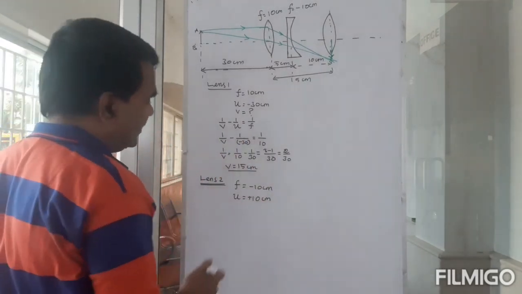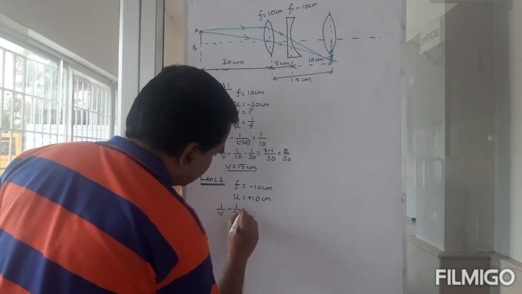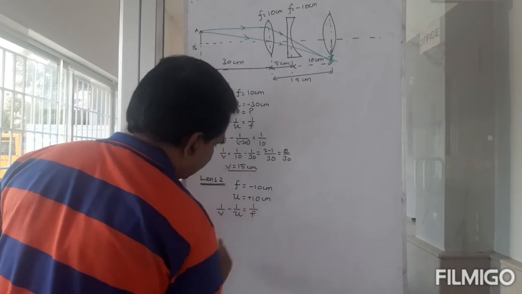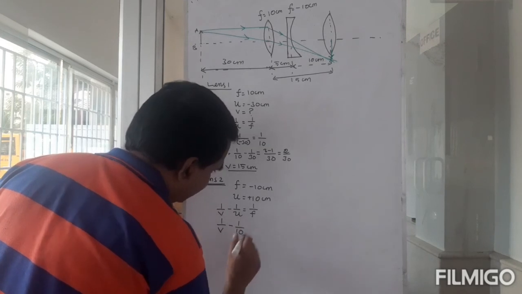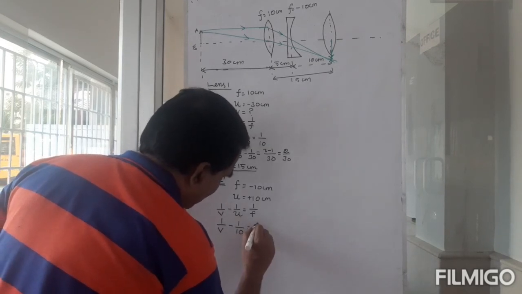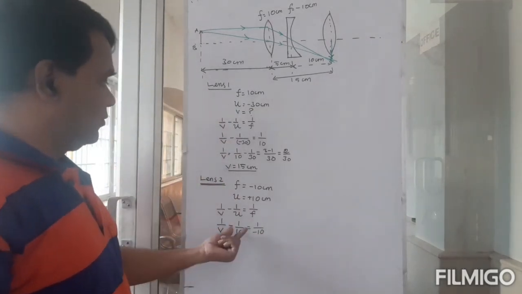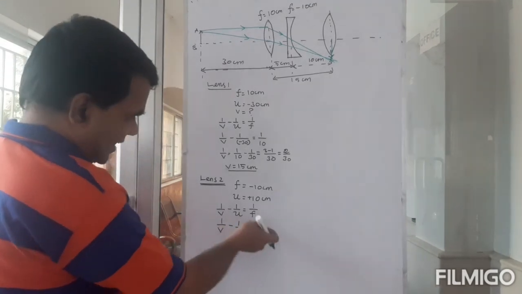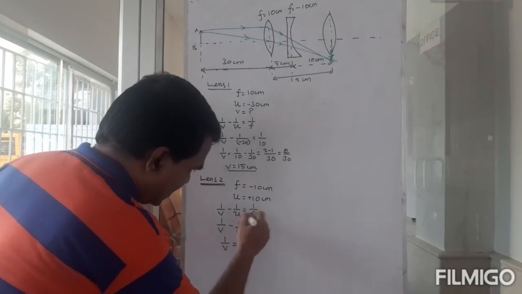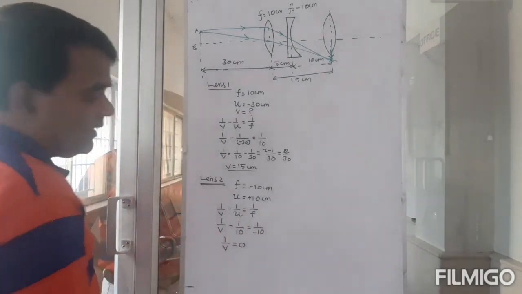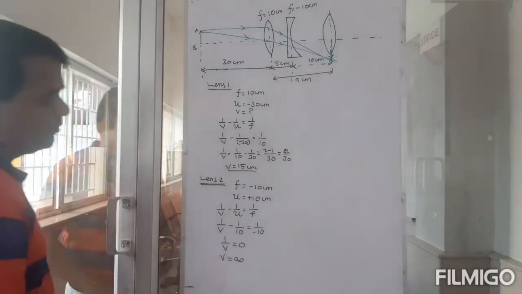Okay, now I can find V. That is 1 by V minus 1 by U is equal to 1 by F. So 1 by V minus 1 by 10 is equal to 1 by minus 10, since F is a negative number here. If you bring it to the other side, I can cancel this. So 1 by V will become 0, minus 1 by 10 plus 1 by 10 becomes 0. If 1 by V is equal to 0, then V must be equal to infinity.